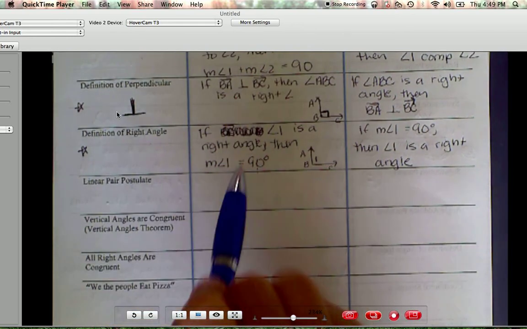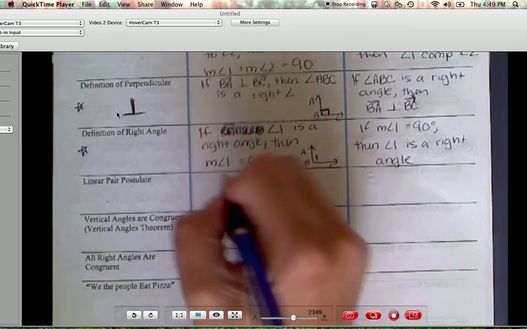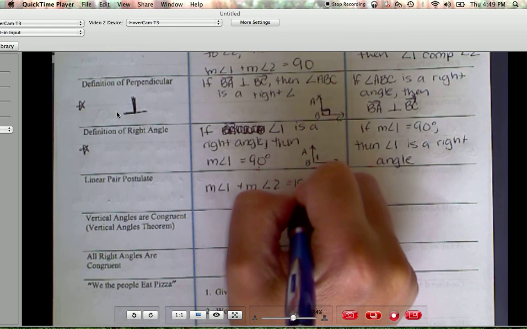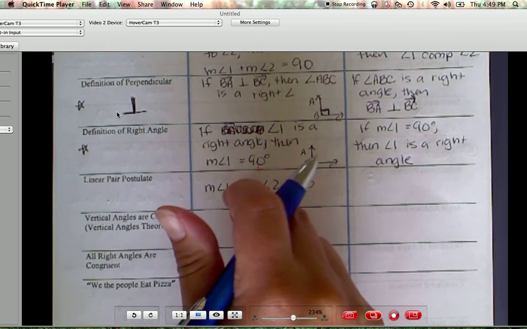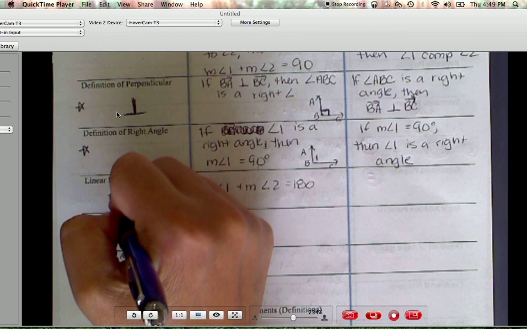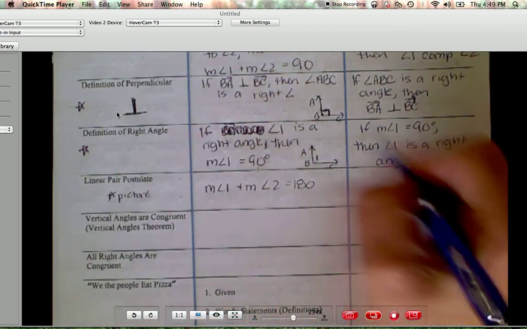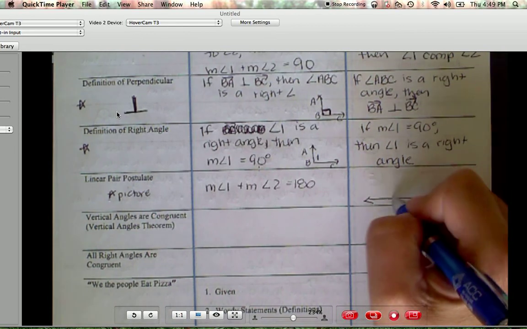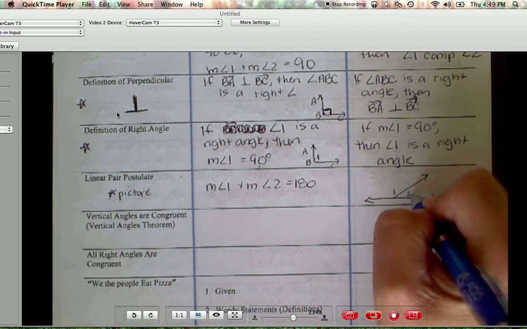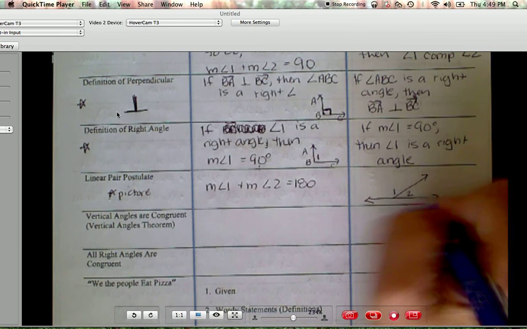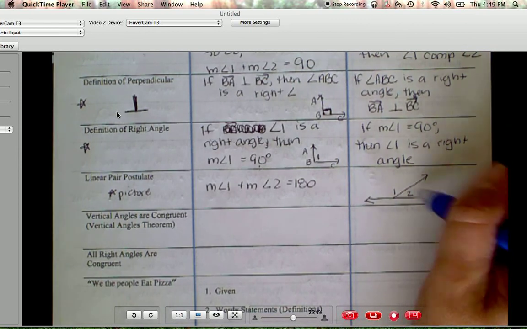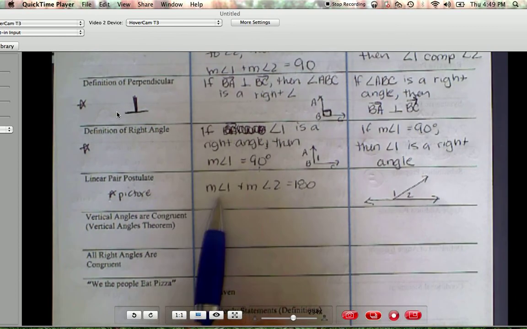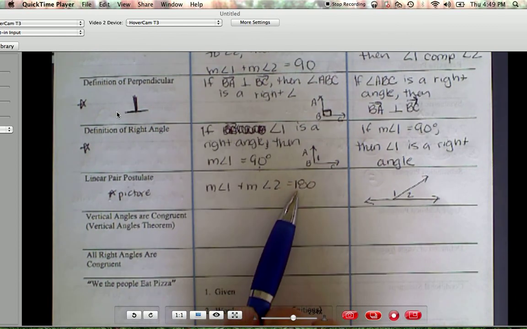Okay. Next, linear pair postulate. The measure of angle 1 plus the measure of angle 2 equals 180. Now this comes straight from a picture. You have to have a picture for this one to be true. So you have a straight line that we of course know is 180 degrees. If you have two angles that form that straight line, then that's linear pair postulate. You can look at that picture and be able to say the measure of angle 1 plus the measure of angle 2 equals 180.